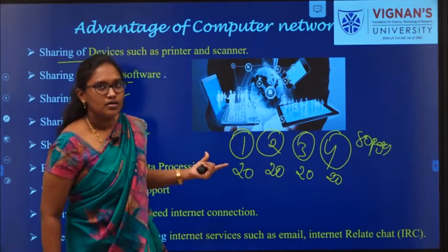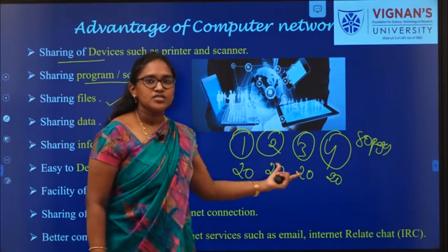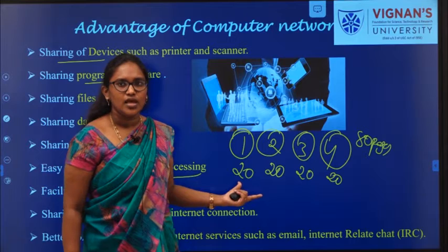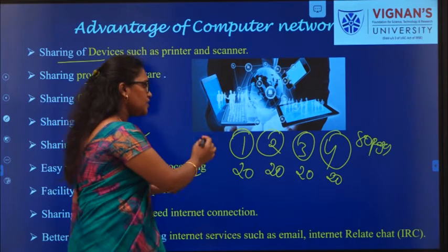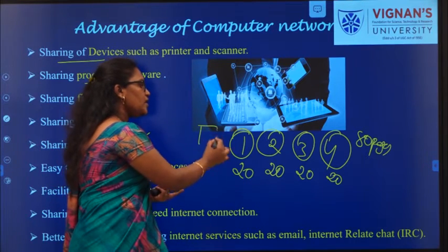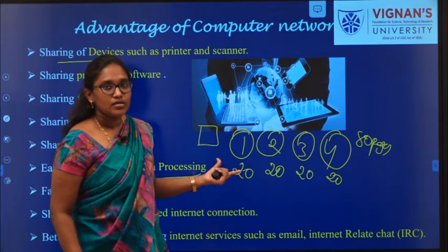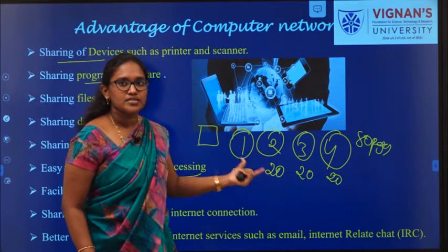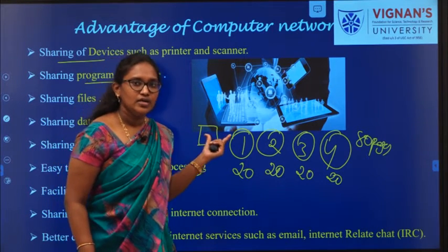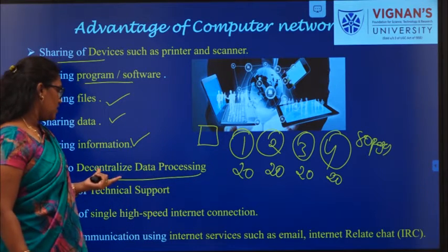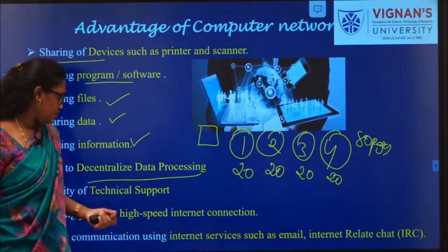All the computers are distributed with 20 pages each, right? Then the other person here, the main person can take all the 80 pages and he can collect the data. That is called as a decentralized data processing.